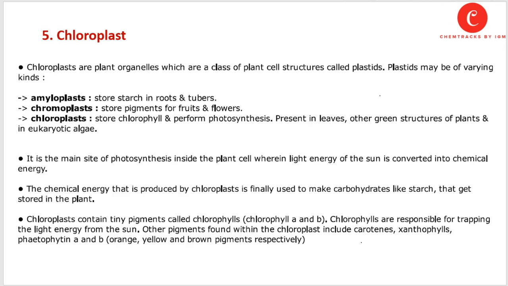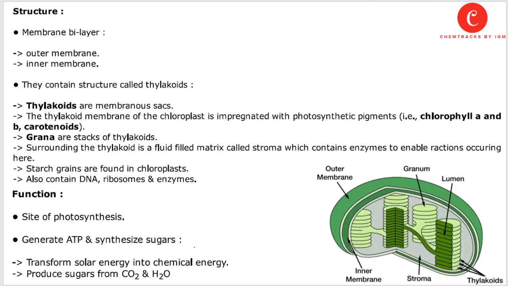Chloroplasts also contain tiny pigments called chlorophylls. Chlorophyll A and B are the different types of chlorophylls. Chlorophylls are responsible for trapping the light energy from the sun. So basically, chlorophyll is the green color pigment that is used to trap the sun energy. Other pigments found within the chloroplast include carotenes, xanthophylls, and phycobilins A and B, which are orange, yellow, and brown pigments respectively.